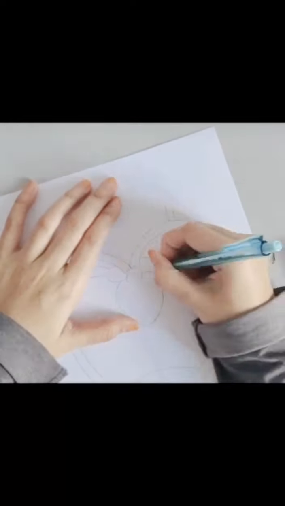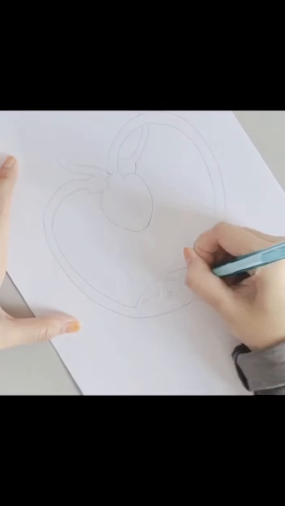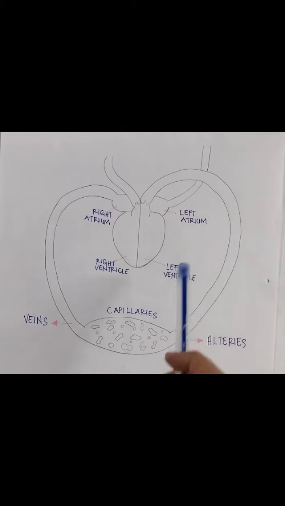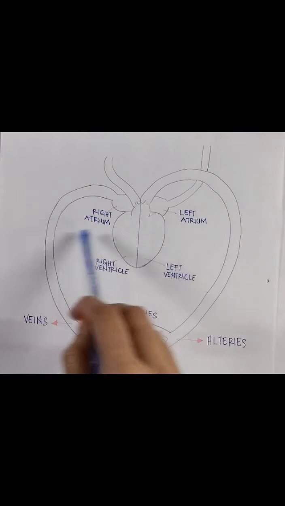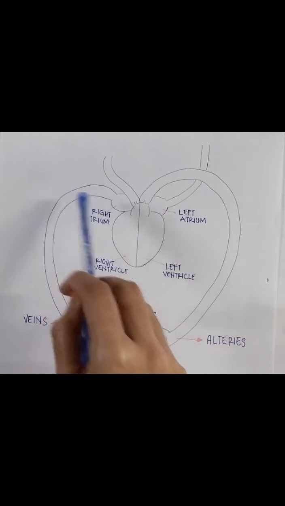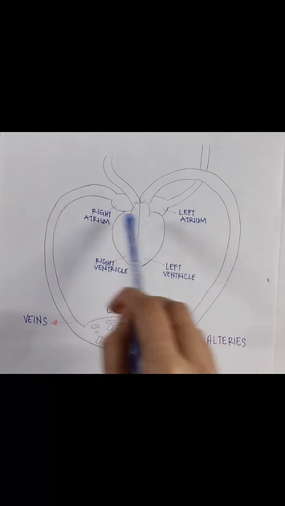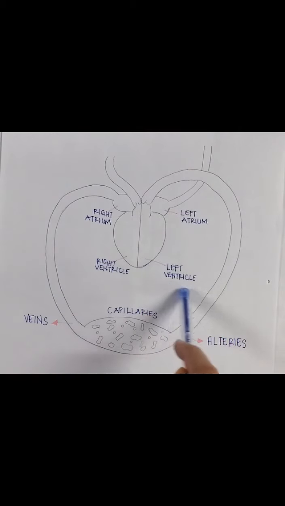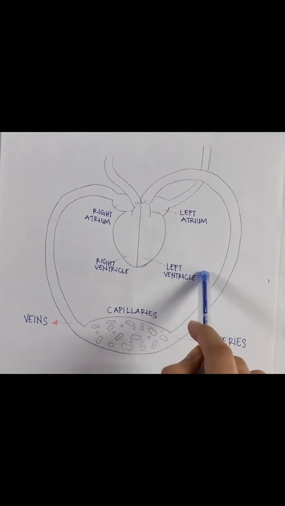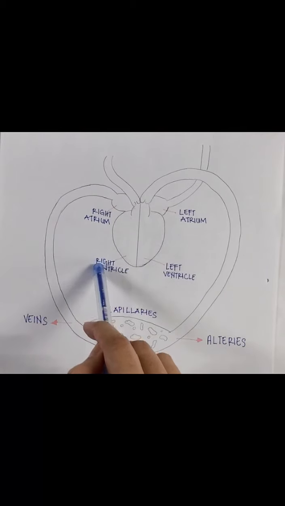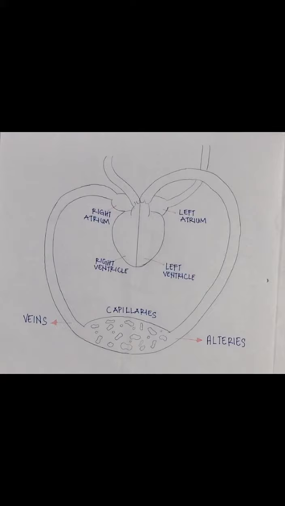There are 4 chambers of the heart, and every chamber has its own name. An upper chamber is called an atrium, and there are 2 atria, which are called the right atrium and left atrium. A lower chamber is called a ventricle. We have 2 ventricles named the right ventricle and left ventricle.